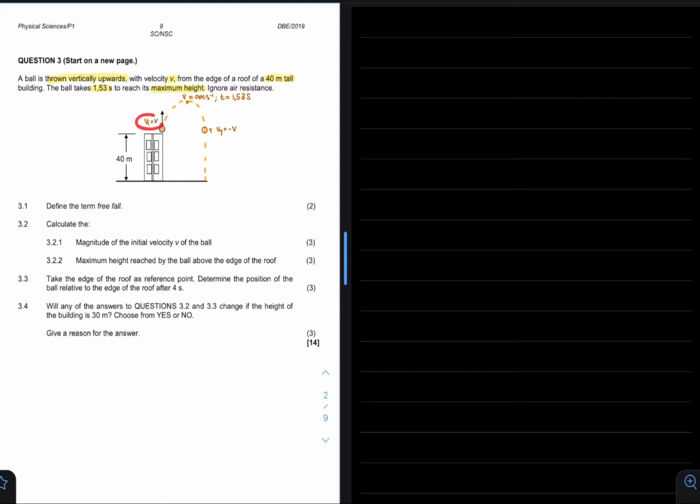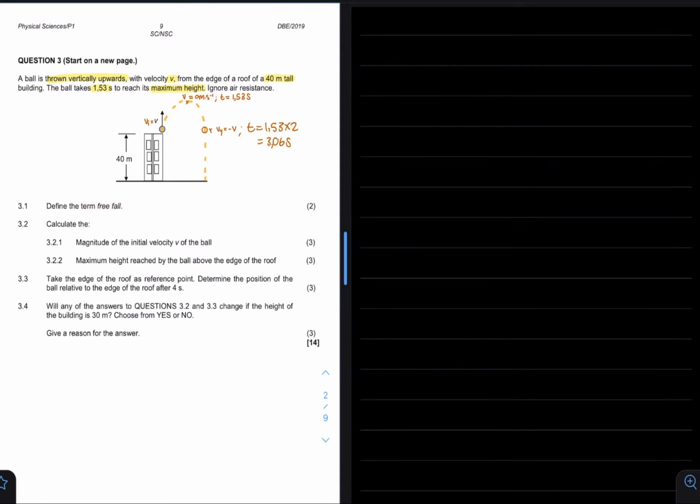The initial velocity was given as v. The velocity at its maximum height would be 0, seeing as it is a turning point, and the time to reach its maximum point is 1.53 seconds. At this position across, it will have a negative velocity v, and the time it would take to reach this point would be double the time it took to reach its maximum height.